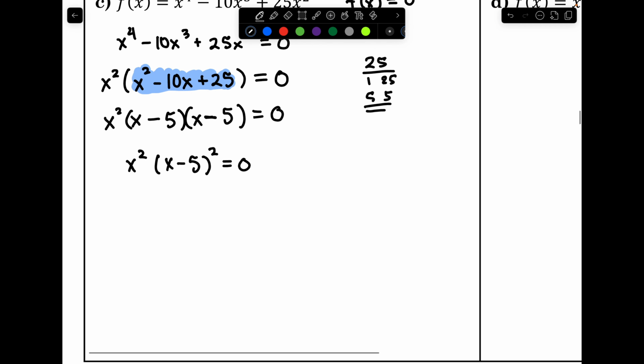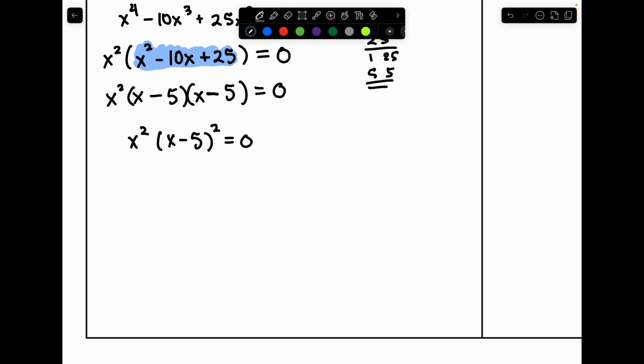So let's now identify the zeros. Our zeros are going to be what makes x equal to 0 and what makes x minus 5 equal to 0. And again, remember, we're ignoring the degrees for right now. So x equals 0, and because the exponent on that factor is 2, x equals 0 has a multiplicity of 2.